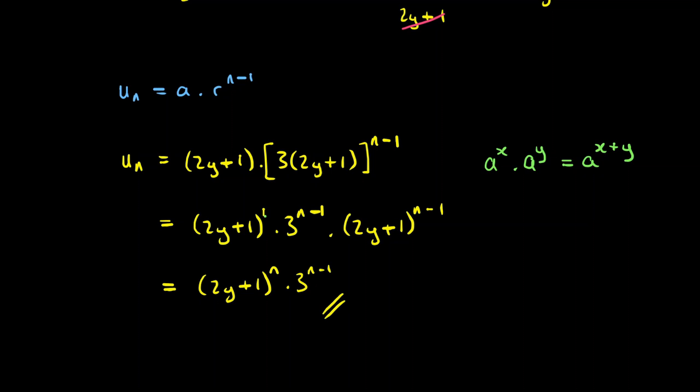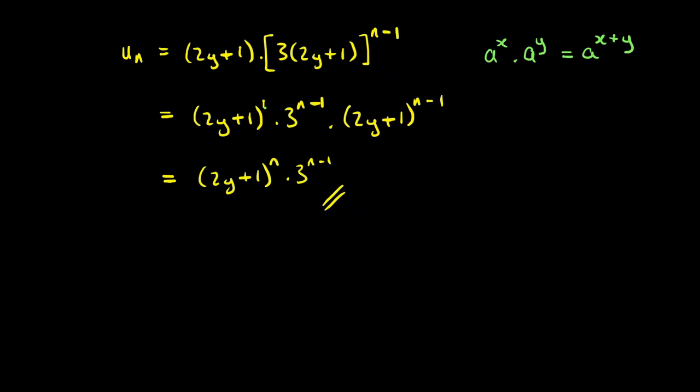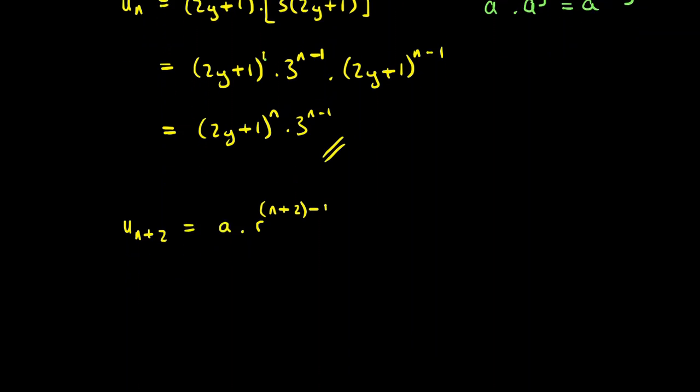Okay, so that's that. Well then, the next thing we want to do is find the n plus 2th term. So we're going to do basically the same thing. U_{n+2} is going to be equal to the first term a times r to the power of n plus 2 minus 1. Okay, so let's substitute our terms in.